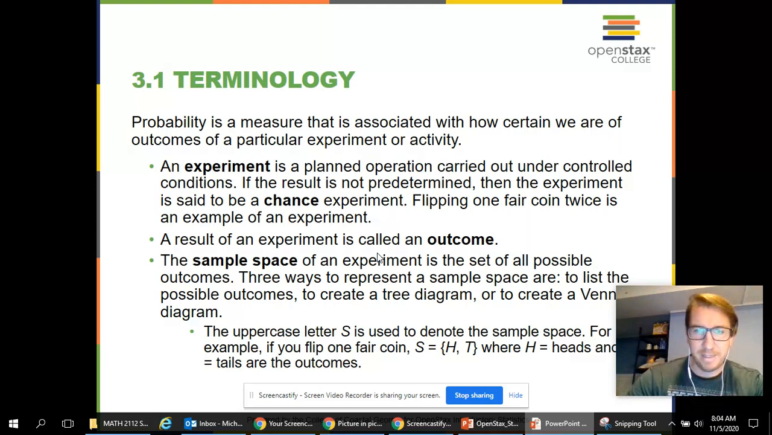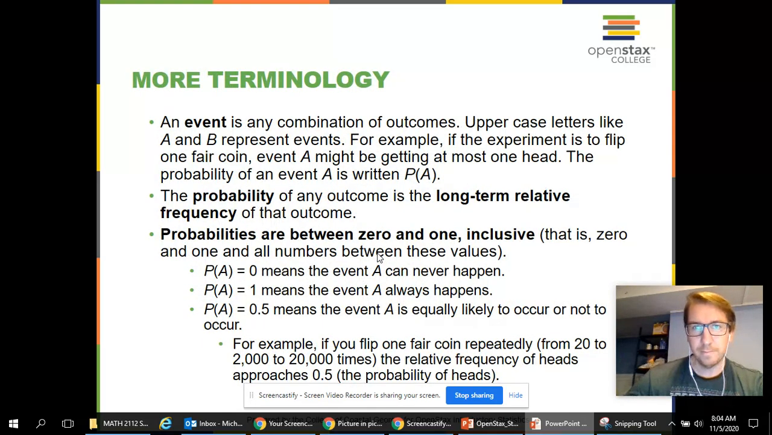And the sample space of an experiment is the set of all the possible outcomes. So if we roll a 6-sided die, the sample space would be 1, 2, 3, 4, 5, 6. Flipping a coin, the sample space would be heads or tails.